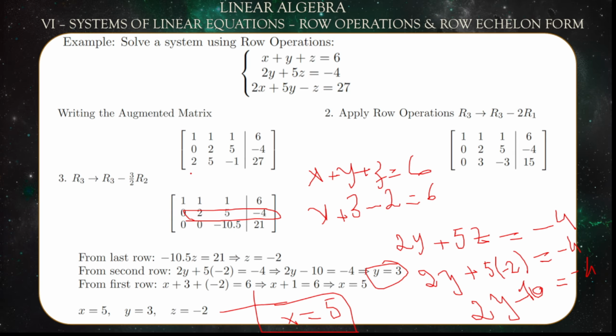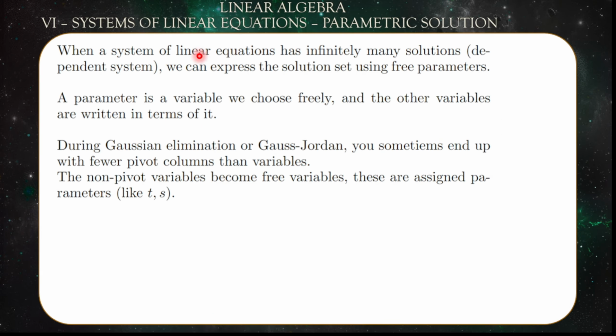Like Gauss pivoting. Now, when a system of linear equations has infinitely many solutions, it's called a dependent system. We can express the solution set using parameters. So we need to parameterize some of the unknowns. A parameter is a variable we choose freely, and the other variables are written in terms of this parameter.